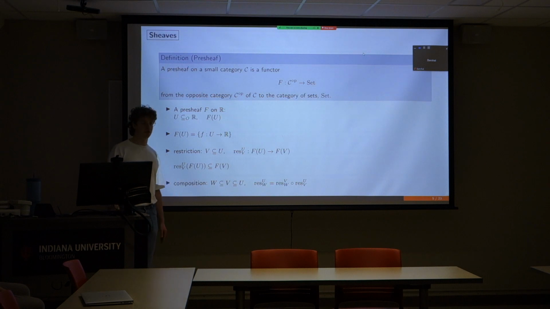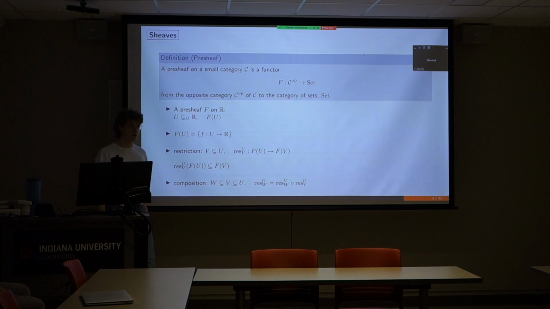So if you have an open interval U, F of U contains all continuous functions that are defined from the open interval U to the real numbers. The second thing is that we can restrict these sets. So if we now have a smaller open interval V, we can restrict the set of continuous functions defined on the open interval U to the real numbers to the set of continuous functions defined on the open interval V to the real numbers.